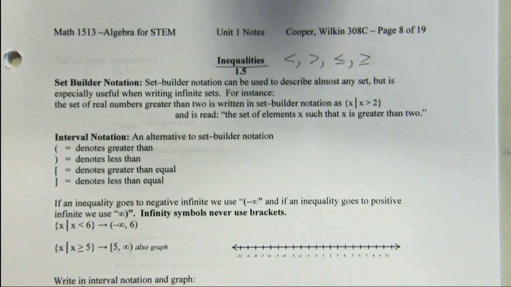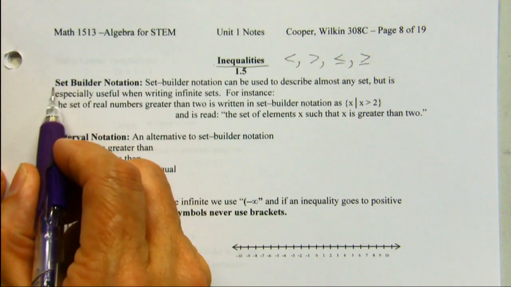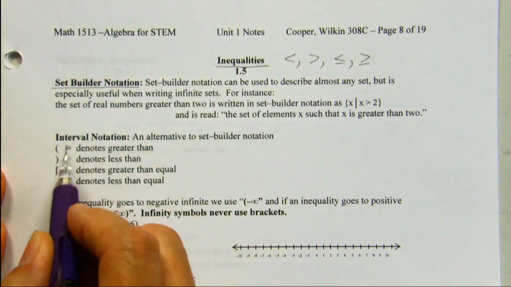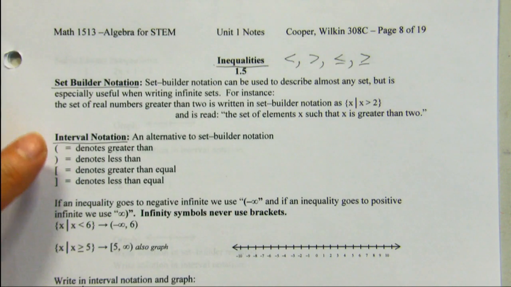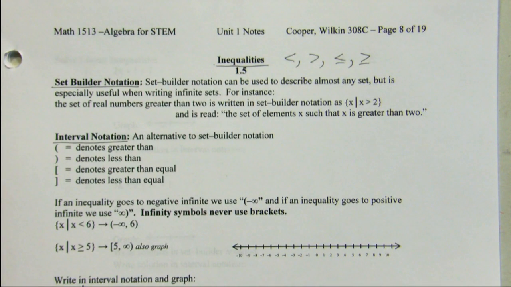So we have to be very careful how we write our answers when we're working with inequalities so that we can include everything. There are 2 ways to write your answer: set builder notation and interval notation. If you're going to be doing any kind of STEM degree, science, technology, engineering, or math, you're going to use a lot of interval notation. Computer programmers, I think, use quite a bit of interval notation.